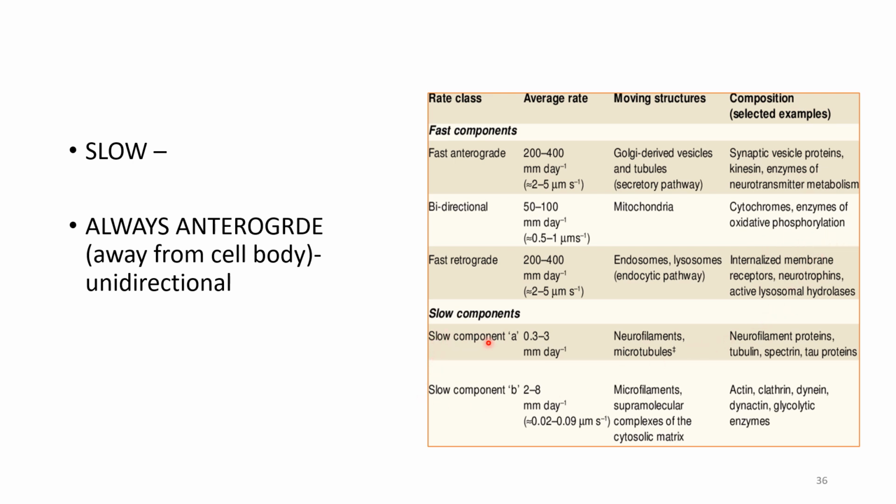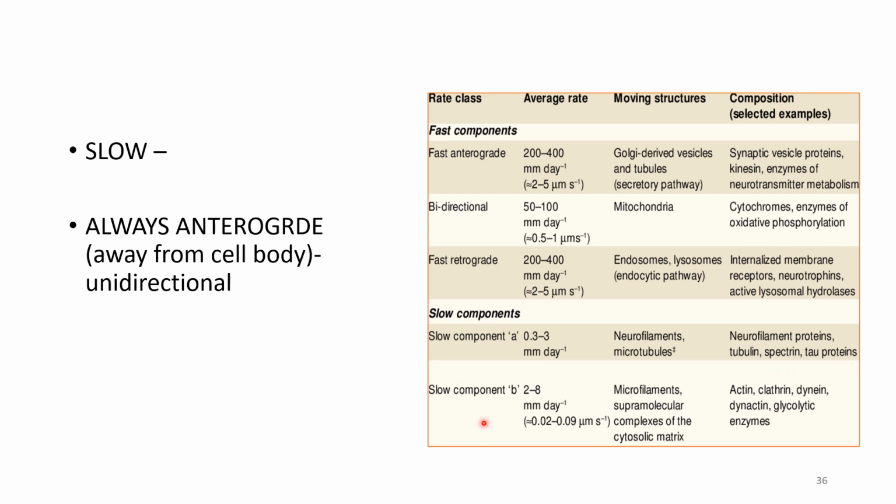Then coming to the slow transport. Slow component, which occurs at the rate of 0.3 to 3 mm per day, neurofilaments and microtubules can be transported. In that, they may contain neurofilament proteins, tubulins, fodrin and tau proteins.